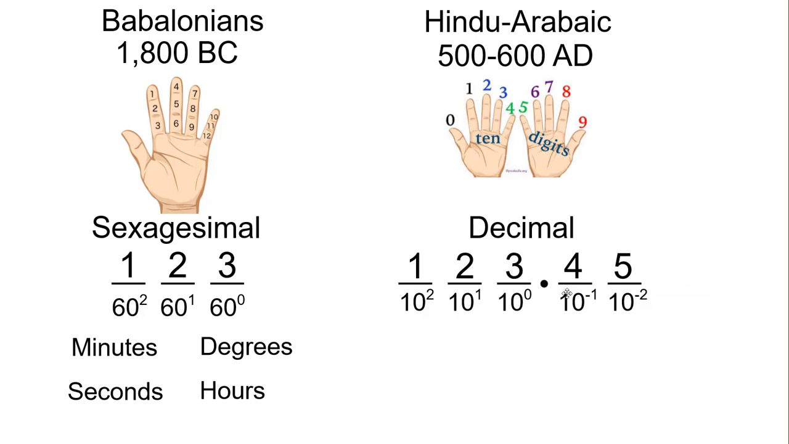And then the decimal after that, now it's to the -1 power, which is really the inverse. So it's 1/10 or a tenth. So that would be 4/10. And then to the -2 power would be the hundredth. So that would be 45 hundredths.